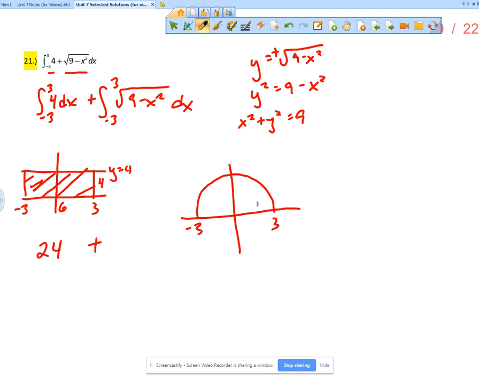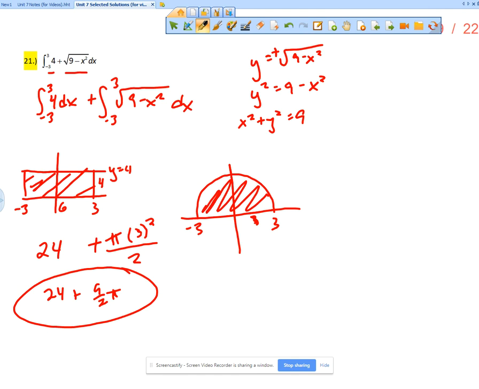So what am I looking for? I'm looking for the area of this semicircle. So the radius is 3, right? So we know the area of a circle is pi times the radius squared, right? So pi times 3 squared, but remember we only have half of the circle, so we'd have to divide it by 2. So 24 plus 9 halves pi. So that would be the value of that integral.